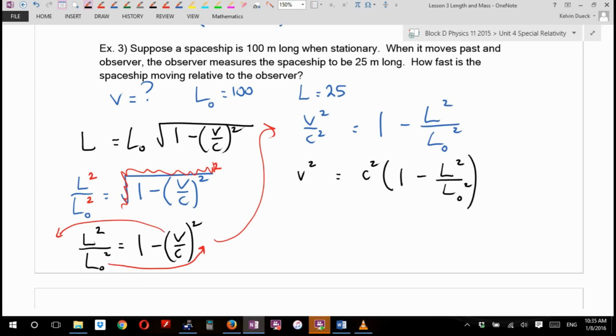I'm almost done. I've got the V squared by itself. Oh, we've seen this dance before. Help me out. How do I get rid of a squared? Okay, so here's what's going to happen. I'm going to go like this. Square root, which will cancel that. I'm going to square root this whole big thing.